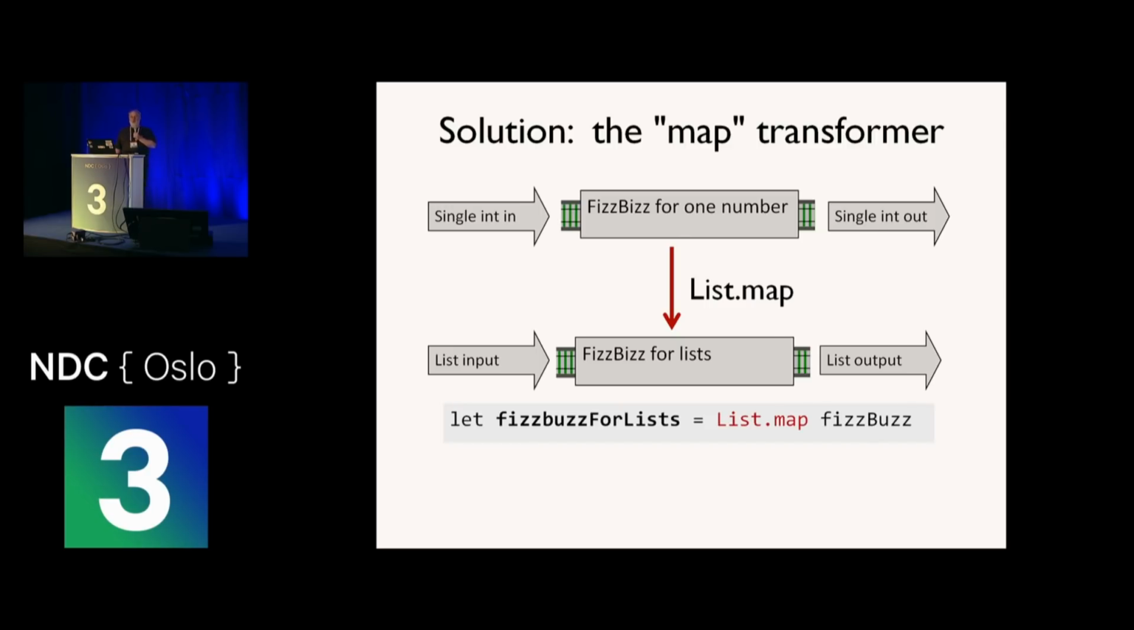And you'd use it like this. You say FizzBuzz for lists is list map of FizzBuzz. So list map is a function transformer.